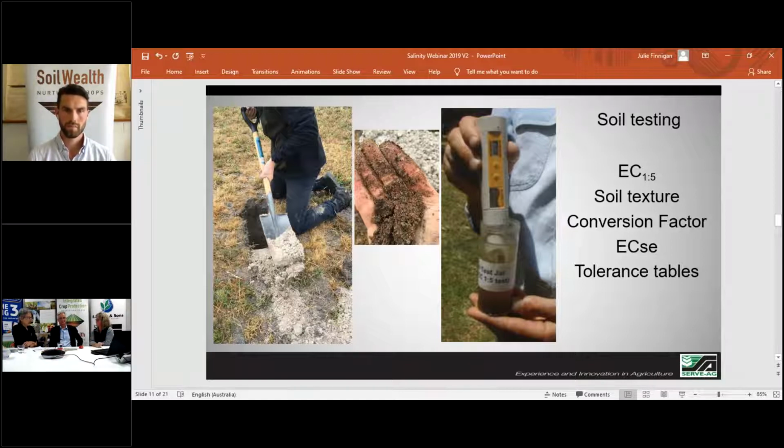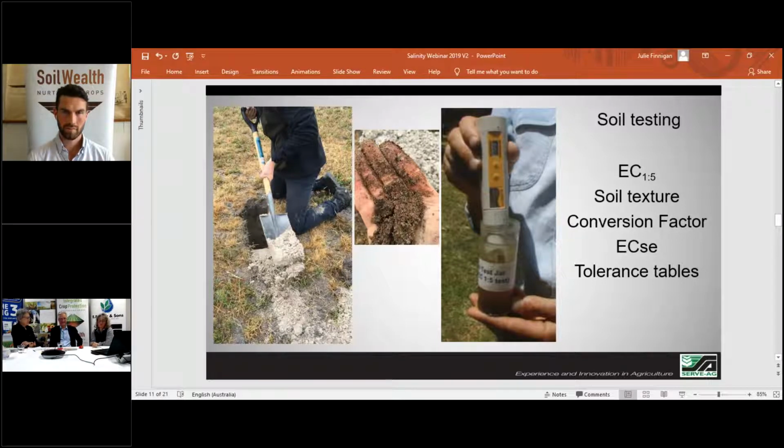Another one is probably the difference between the EC 1 to 5 and the ECe, which is your saturation extract. Unfortunately, I find crop tolerances are usually given as a saturated paste extract, whereas our soil test gives us a 1 to 5 extract, which means the multiplier is about 10. So you could say my salinity levels are fine compared to the tables because they're both talking about EC. However, there's about a factor of 10 in there. So be careful and use the fact sheet to get it right.